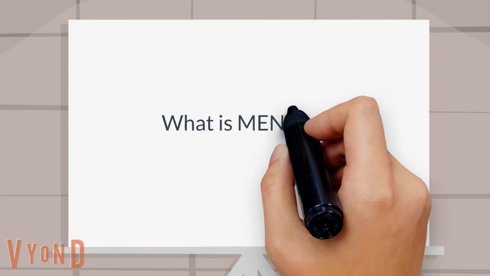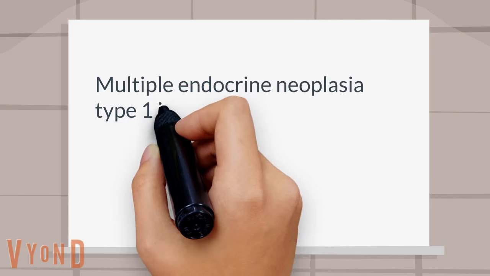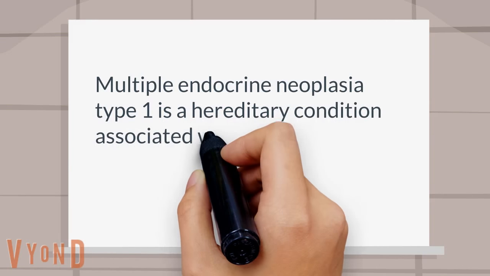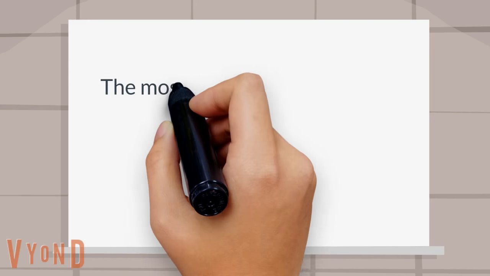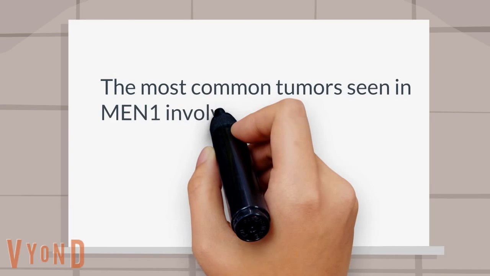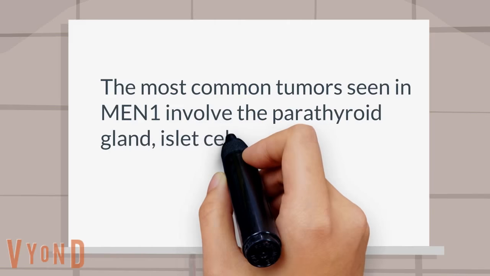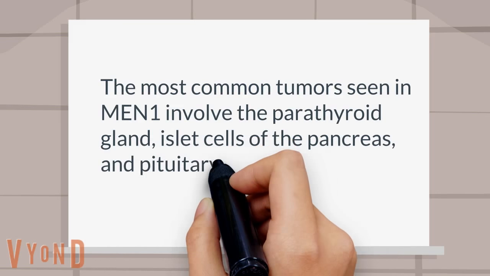What is MEN1? Multiple endocrine neoplasia type 1 is a hereditary condition associated with tumors of the endocrine glands. The most common tumors seen in MEN1 involve the parathyroid gland, islet cells of the pancreas, and pituitary gland.